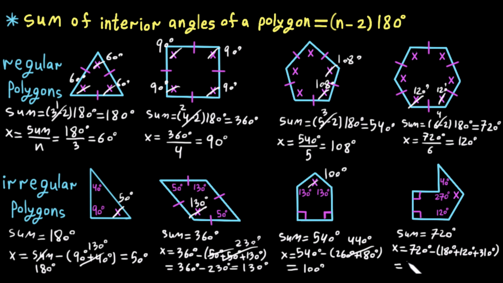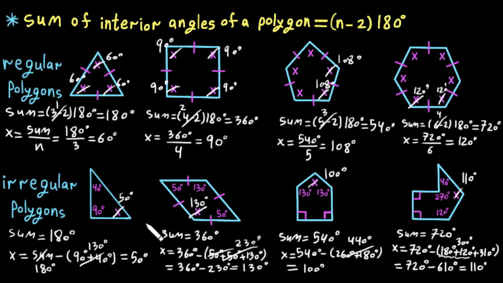Now the answer here is 720 degrees minus, of course, this plus this, which equals 300 degrees. And here we have 310. So 300 plus 310 is equal to 610 degrees. So the answer, 720 degrees minus 610 degrees, is equal to 110 degrees. So the measure of this angle is 110 degrees.